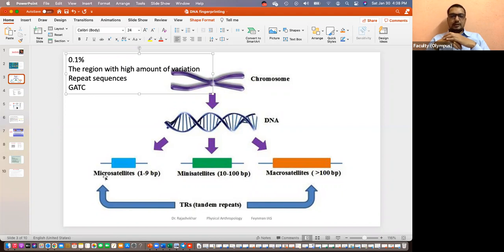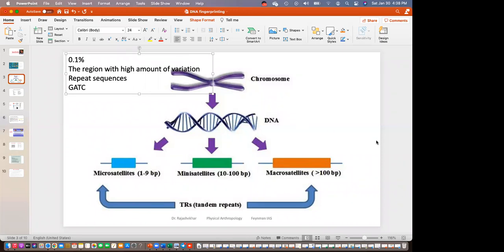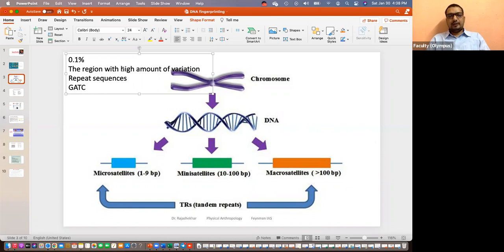So GATC. If this is a sequence, this is 4 letters, right? So is it a microsatellite or a minisatellite? If it has 4 letters, is it micro or mini? Micro. Correct, microsatellite, right? So a microsatellite can be like this. And what are we learning? These are tandem repeats. Remember what we discussed in the CRISPR-Cas9 system? In CRISPR, they were palindromic repeats, so they read the same in both directions. And here they are tandem repeats. What does tandem repeat mean?